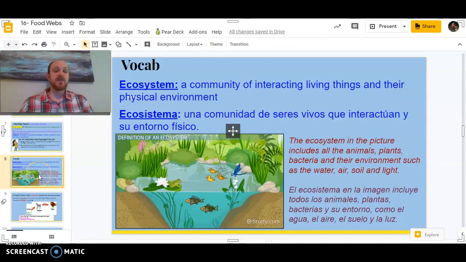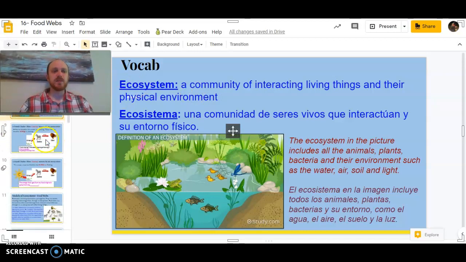The big vocab for the day: ecosystem. You've heard this word. What does it mean? It's a system, which means it has boundaries. Things come in, things go out. An ecosystem is a community of interacting living things and their physical environment. So it's the living things and the non-living things together. So in this picture, you have animals, you have plants, you have bacteria, but also you have water, air, soil, sunlight, rocks. All of these are the ecosystem. And we're talking about that today.